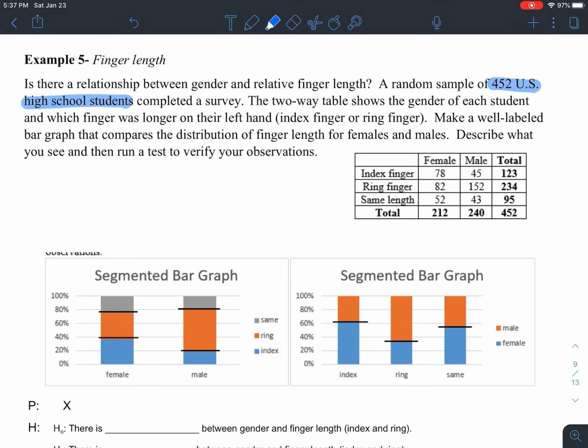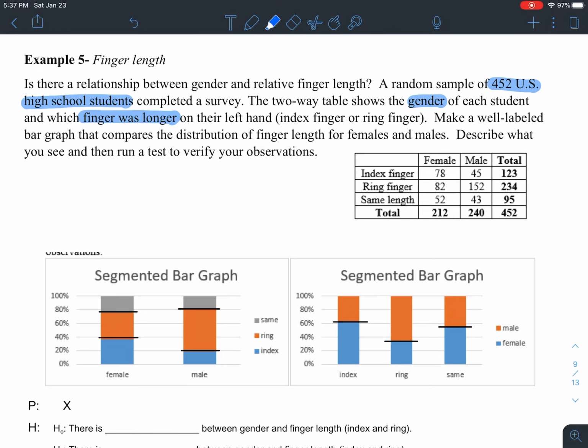The two-way table shows, now look at what the two-way table shows, the gender of each student and which finger was longer on their left hand, their index or their ring finger. Make a well-labeled bar graph and compare the distributions of finger length for females and males, and describe what you see, and then run a test to verify your observations.